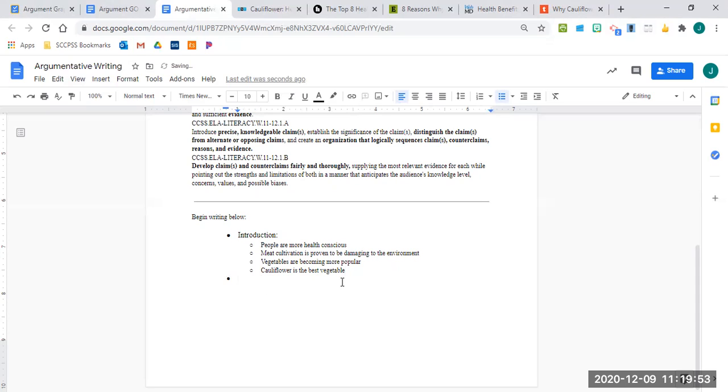The first body paragraph would talk about, I really want this to be sized. I don't know why it stopped. Not too, oh gosh.